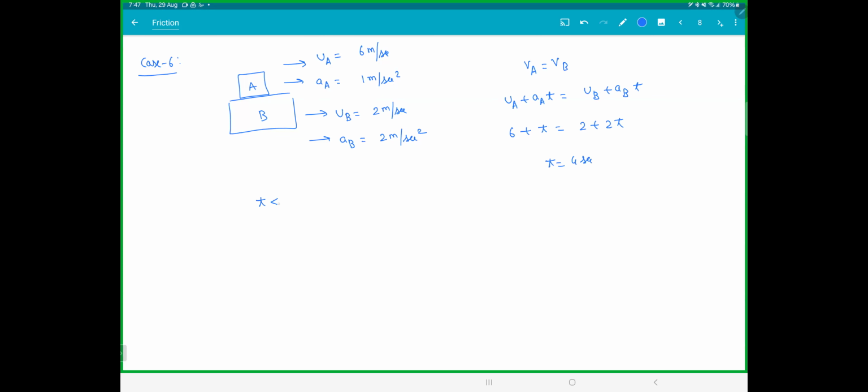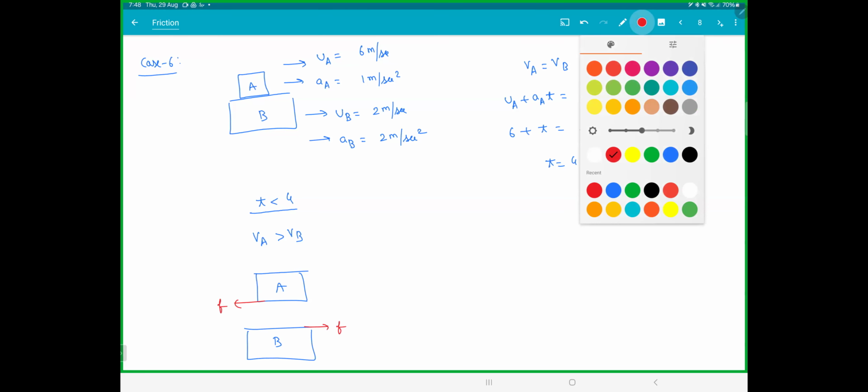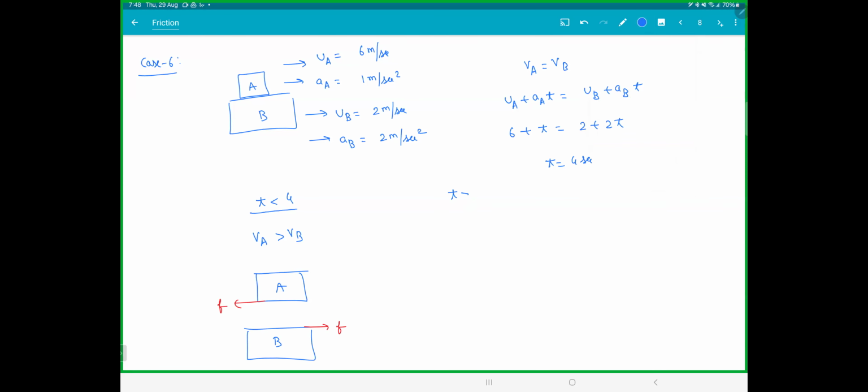Meaning for t less than 4, speed of A is greater than speed of B. So the friction will oppose A because it is going faster and it will support B. So once you cross 4 seconds, speed of A becomes less than speed of B because B's speed becomes more. Now, because B is going faster, friction suddenly changes direction. In the middle of the problem, friction changes direction.